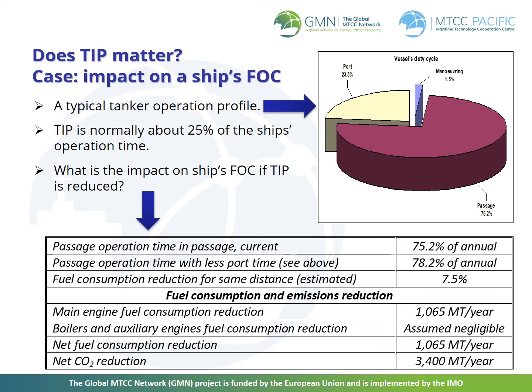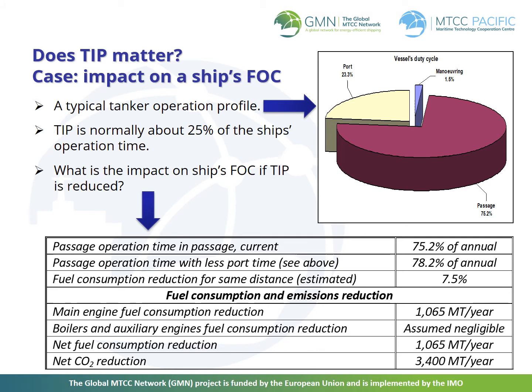For calculation purposes, it is assumed that the ship would, in practice, get partial just-in-time operation, and thus port times could be reduced from 23.3% to 20.3% in a real feasible scenario. It is further assumed that the extra time gained from better port operation will be used in passage, thereby increasing the in-passage periods from 75.2% to 78.2%. This extra time will then be used to proportionally reduce the in-passage ship speed, assuming that the total annual number of port calls remain the same.